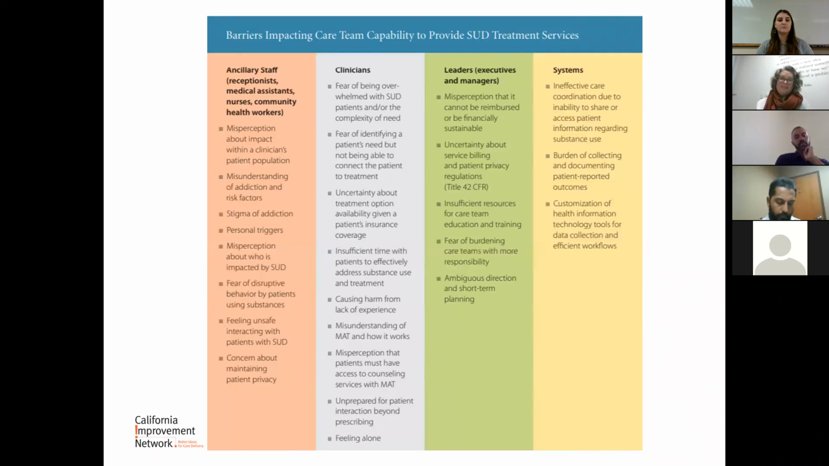And then at the root of it was some misperception that it cannot be reimbursed or it's not financially sustainable. We'll hear a little bit about that, but there was a misperception about that. So how might leadership look a little longer term at that sustainability issue from the outset? And then our systems, no surprise to anyone, there are challenges with electronic health records still being a barrier, but there's a lot we can do within the EHR systems to make care provision easier for our care teams and to really train them up in utilizing the functionalities that are there.